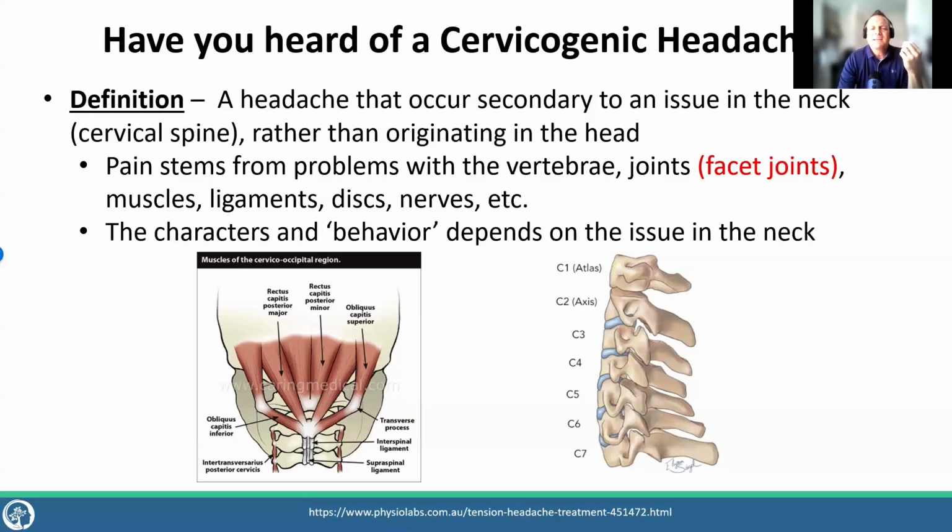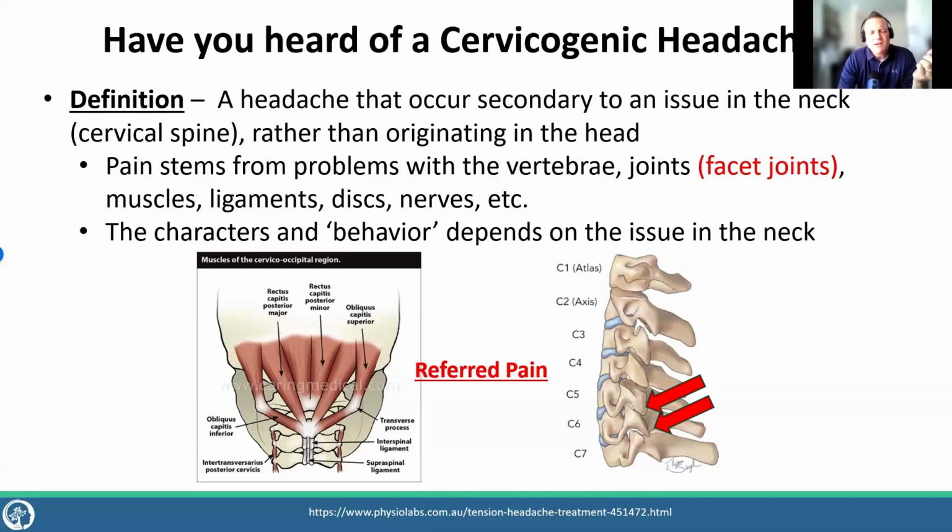And that problem exists because there's a problem with the vertebrae or the joints. These are called facet joints. Let me show you a picture of the facet joints right there. So the transverse processes that come out of the cervical vertebrae, they have a joint on them called a facet joint, and those articulate or they rub on each other, right? And it can also be a muscle.